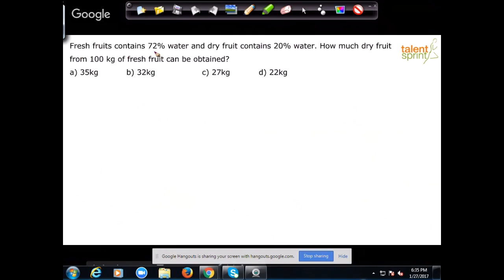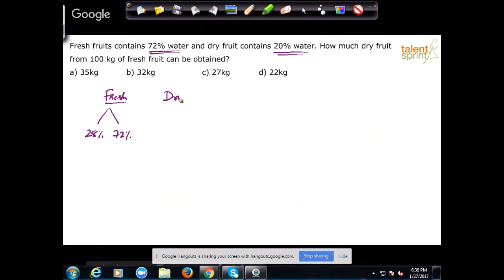Fresh fruits contain 72% water and dried fruit contains 20% water. How much dry fruit from 100 kg of fresh fruit can be obtained? So basically it says if the fruits are fresh, it'll have 72% water, right? But if the fruit is dried, it'll have only 20% water, right? So a fresh fruit has how much real fruit? 28%, and 72% water. You're getting it? We are looking at the divide between pulp and the water, right? How much of pulp is there? 28%, and 72% is water.